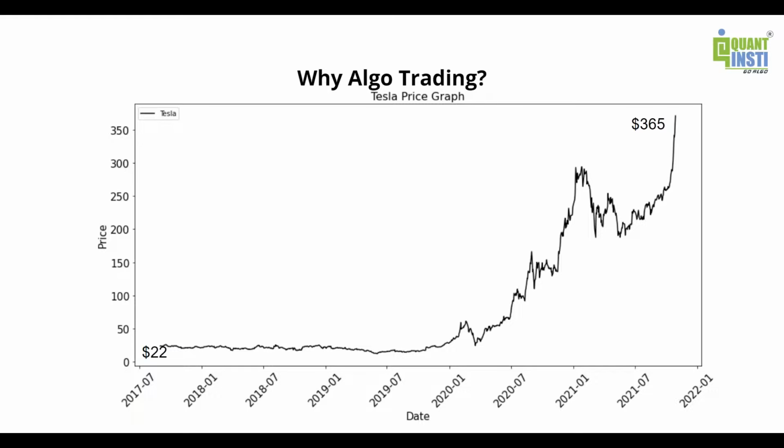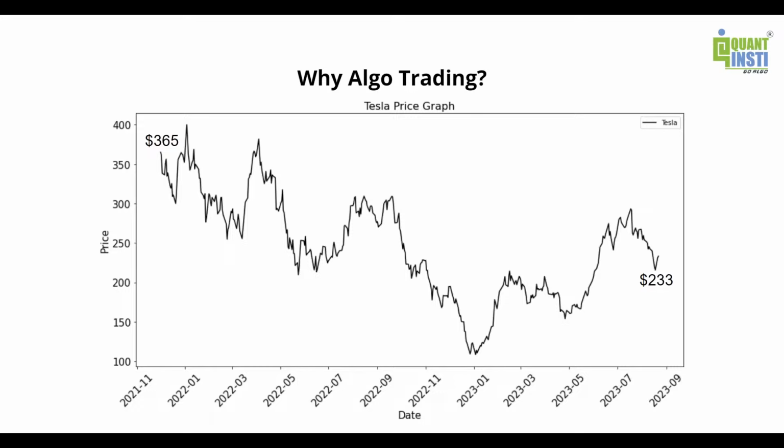If your friend had bought the Tesla stock in November 2021, where the price was $365, but if you see recent times, the stock actually declined and it is at $233. That's a decline of 36%. So here, a simple buy and hold approach might not work.